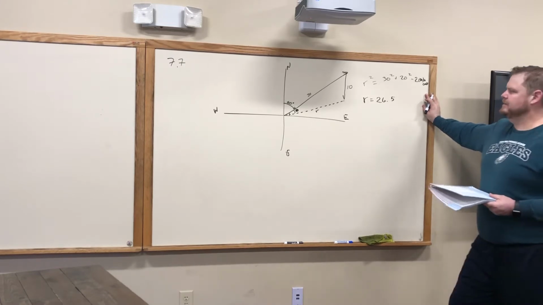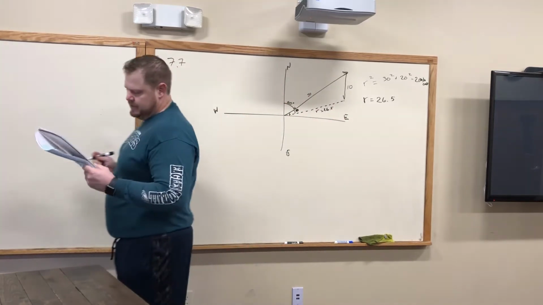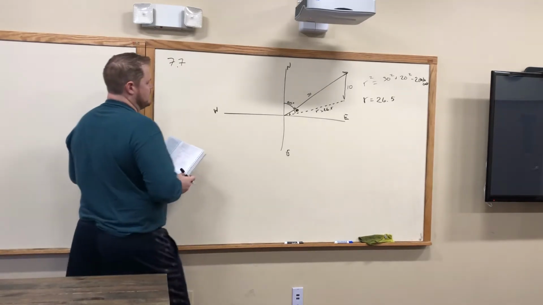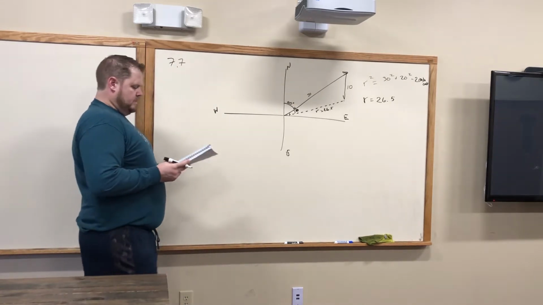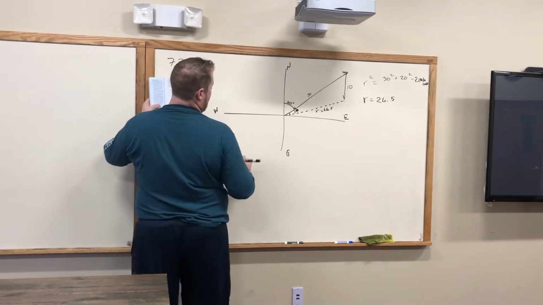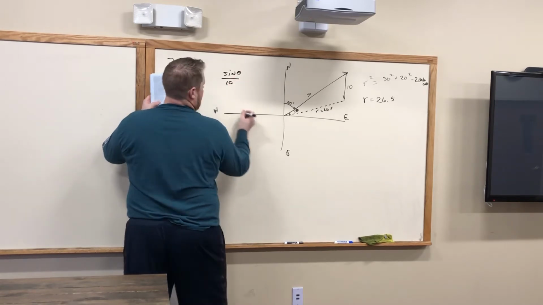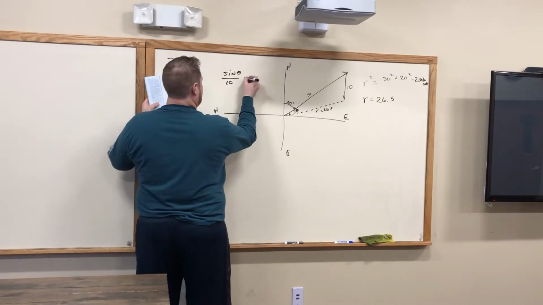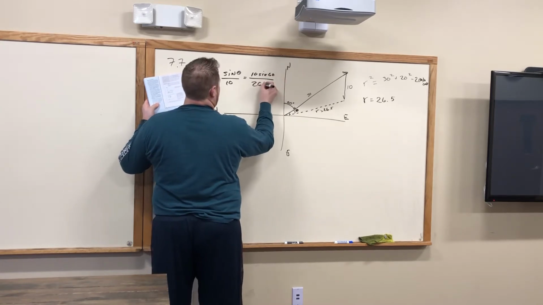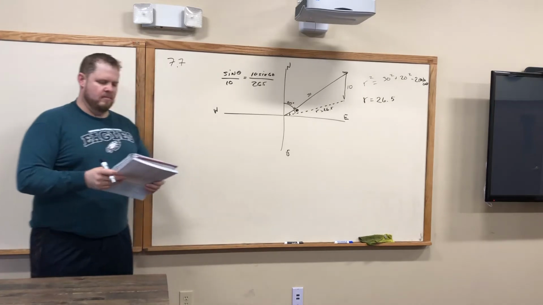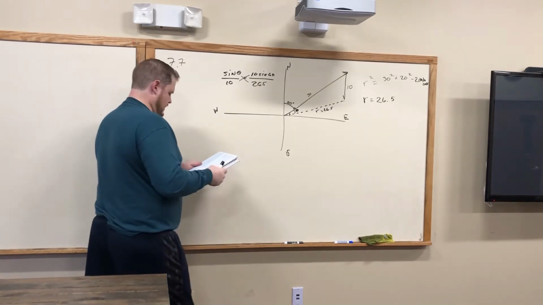Now, if R is 26.5, how would I find theta? In this case, you can't use your tangent. You have to use something different: sine theta over 10 equals sine 60 over 26.5. So we have to go back and remember the law of sines. Cross multiply, is what you're going to end up doing.